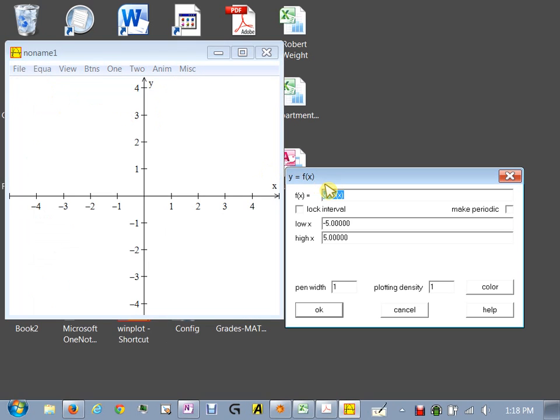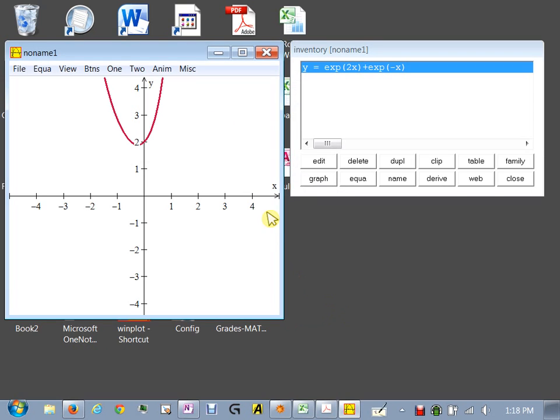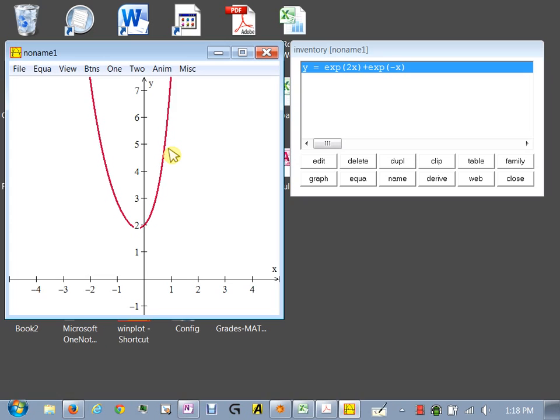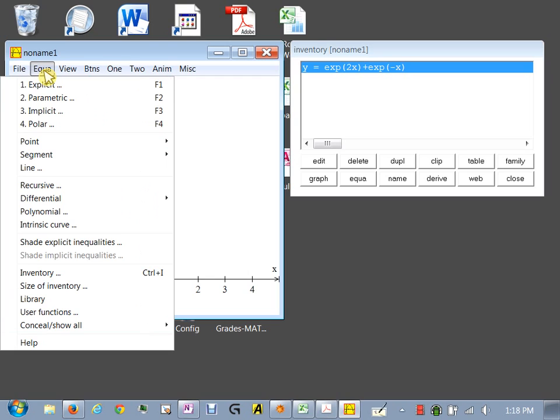It was e to the 2x plus e to the negative x. Sorry? That was it? Okay. Hey, that looks a lot like a parabola. And it has a local minimum here, right there. So let me graph a point here. Where does that local minimum take place?